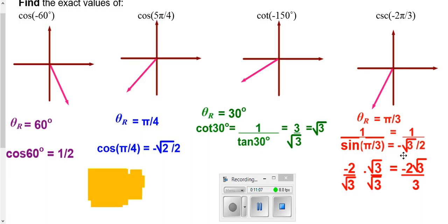Now, you'll see the negative floating along here, but let's understand why it's negative. We're dealing with sine. When we graph this, this angle is in the third quadrant. Sine deals with y. We had to go down to get that, so your y is negative, so that means your answer is negative.